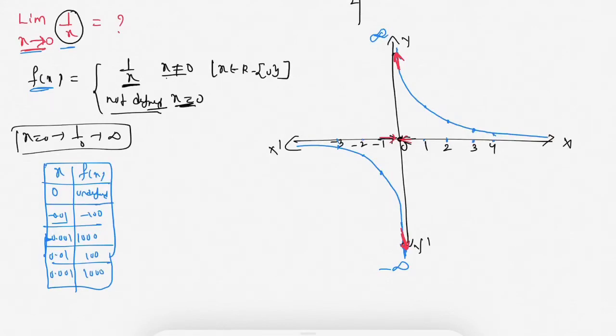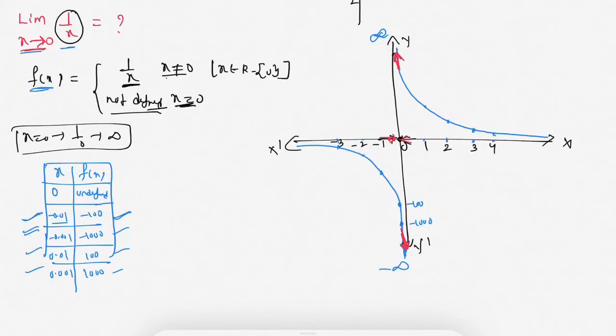Now we will discuss close values of x and how the y values are changing here. For minus 0.001, I am getting minus 1000. Suppose you look from the left hand side, minus 0.01 will be here, minus 0.001 will be here. So what y values are you getting? Around here you are getting minus 100, minus 1000, like that.